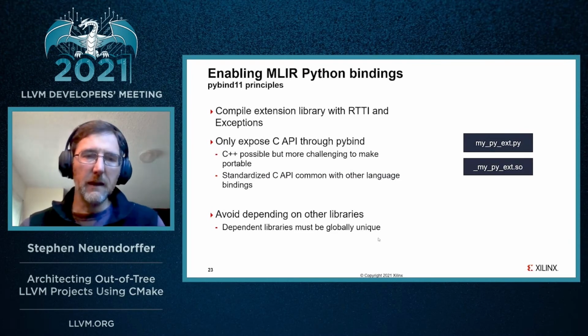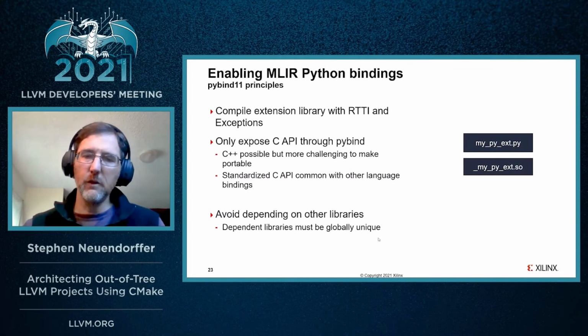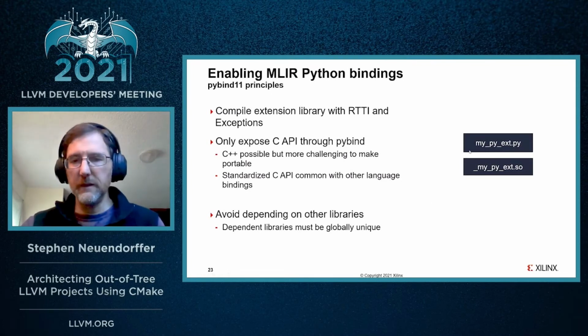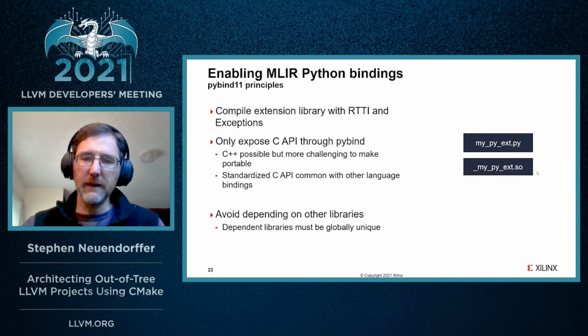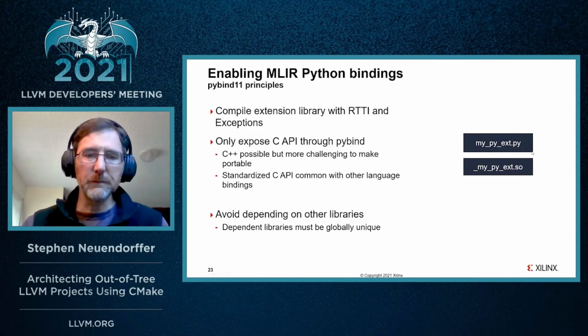Another important thing to remember when we're building Python bindings is that we actually have to be very careful about the libraries that they depend on. So any library that your Python binding is dependent on has to be globally unique. So if we follow these rules, then it becomes relatively easy to create a Python extension that consists of both a dynamically linked library that's dynamically linked into Python and Python source code.